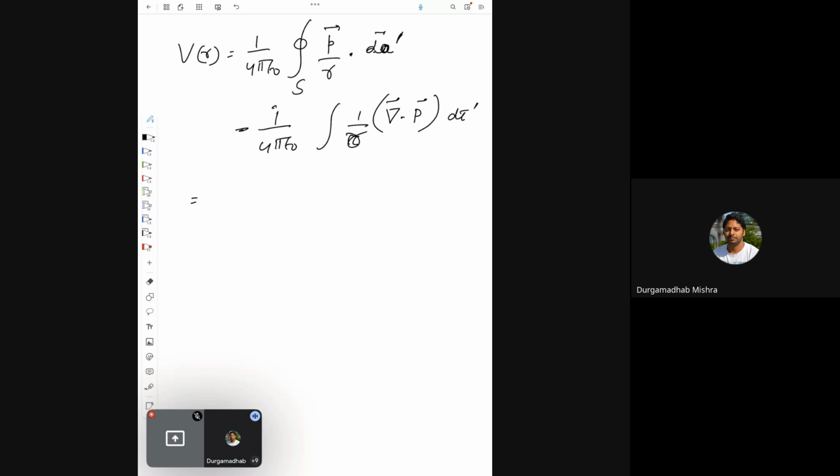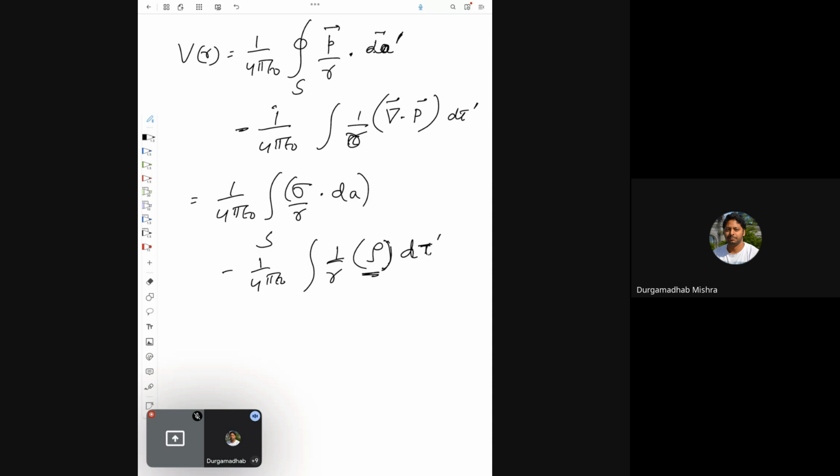And which is simplified or written sometimes. So this is similar to what we have seen earlier, some expressions as well. So this is something like a sigma dA, sigma dot dA by R, minus 1 by 4 pi epsilon naught, 1 over R, charge density over volume. Okay, so this is the potential due to a volume charge density, and this is due to a surface charge density, the potential.